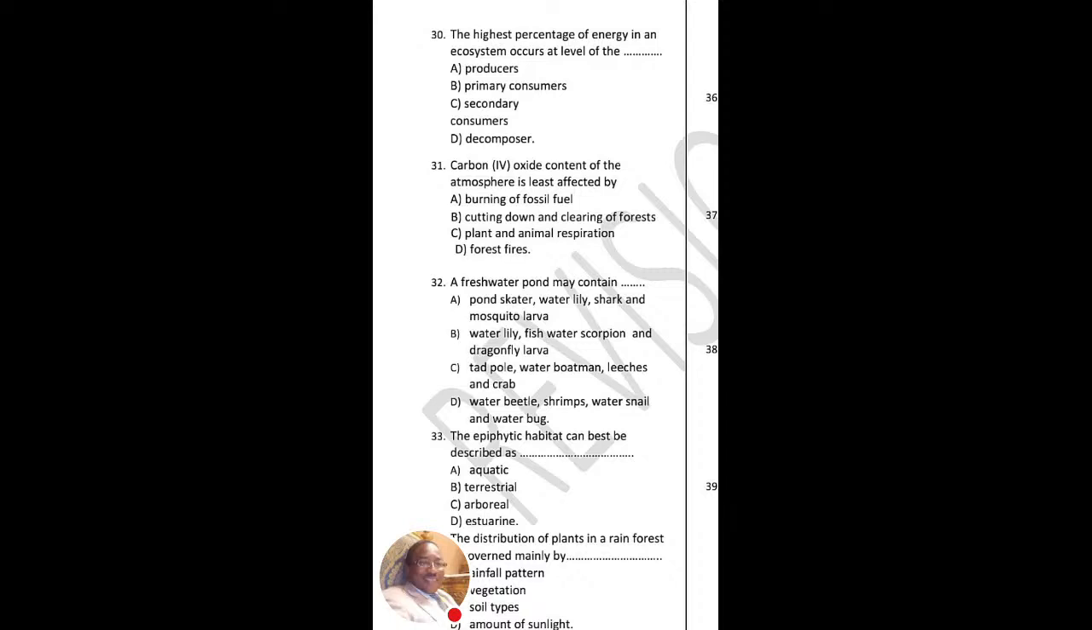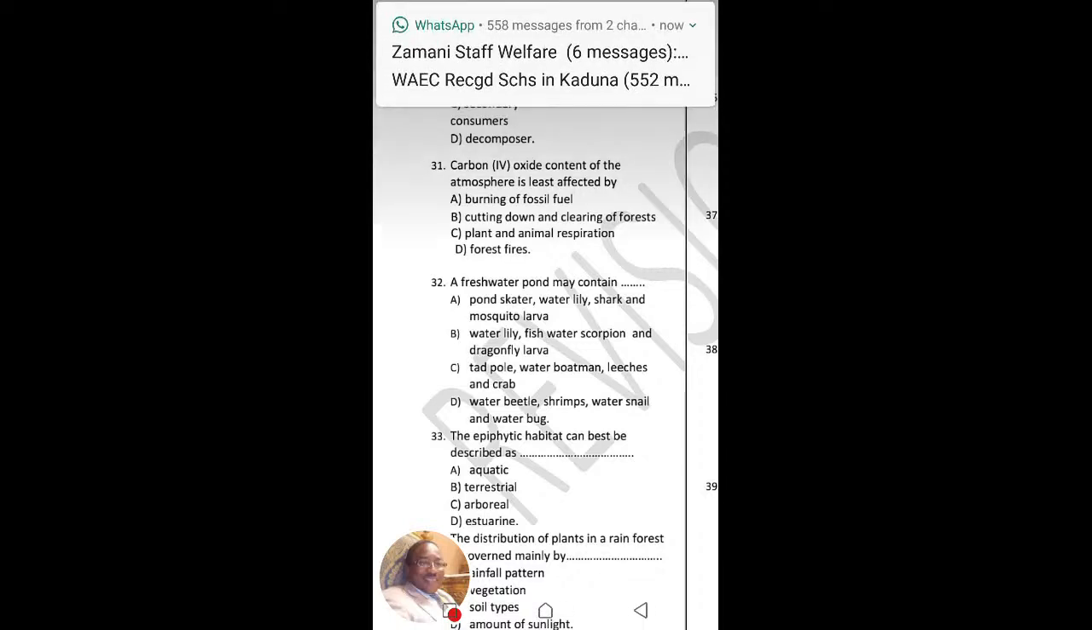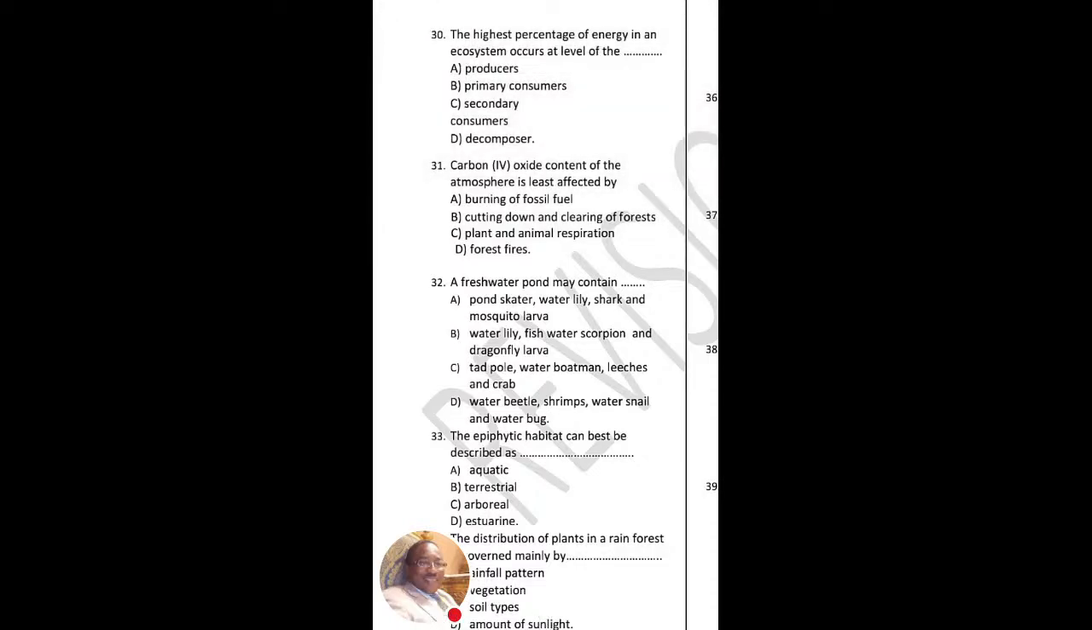The freshwater now, they said, contains organisms. Let's look at the organisms. They give us A, pond skater, water lily, mosquito larvae. B, water lily, fish, water scorpion, dragonfly. C, tadpole, water boatman, leeches and crab. D, water beetle, shrimps, water snails and water bug. It can't be A, because we can't find shark in freshwater. That is out of the question.